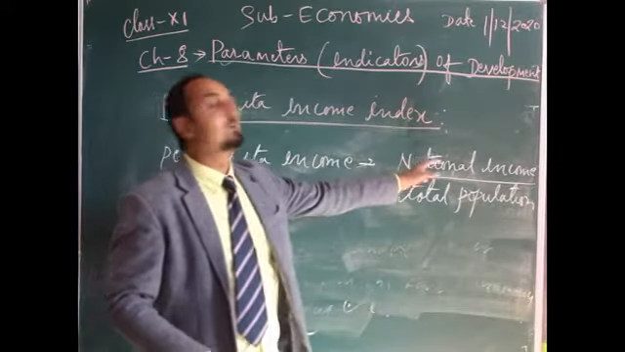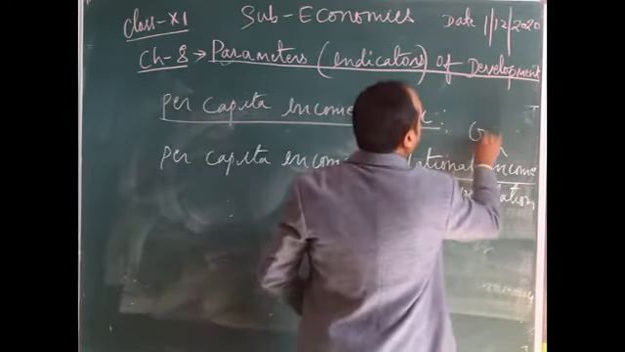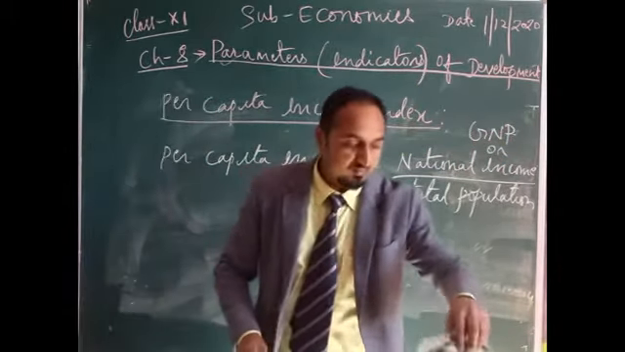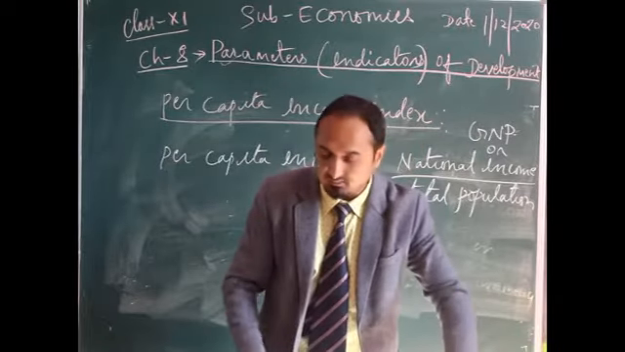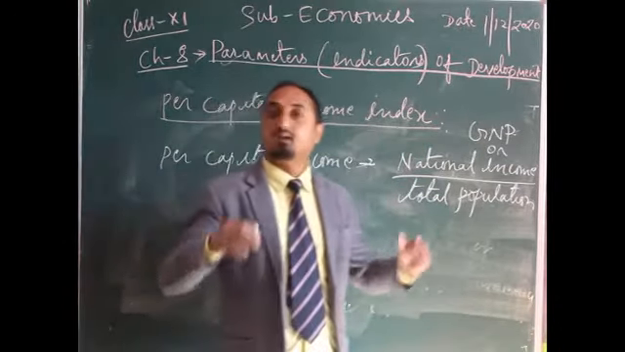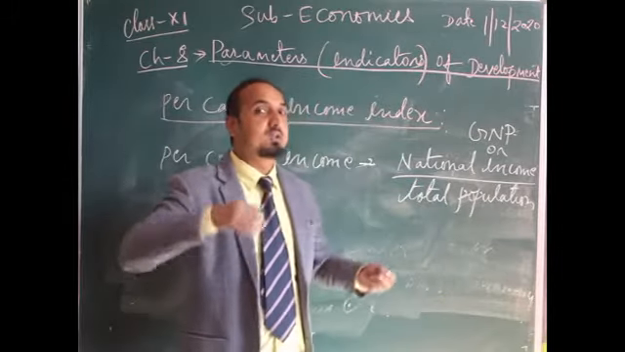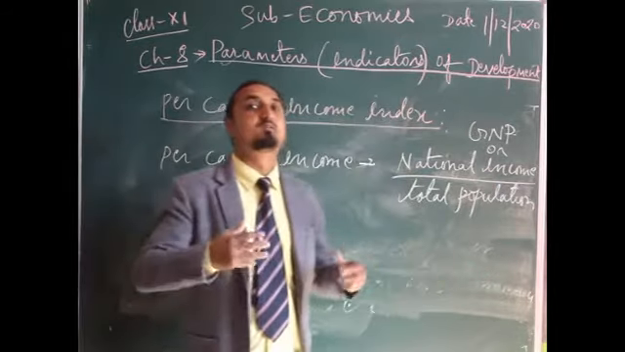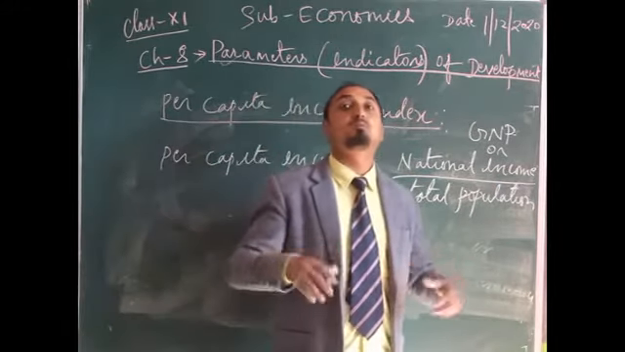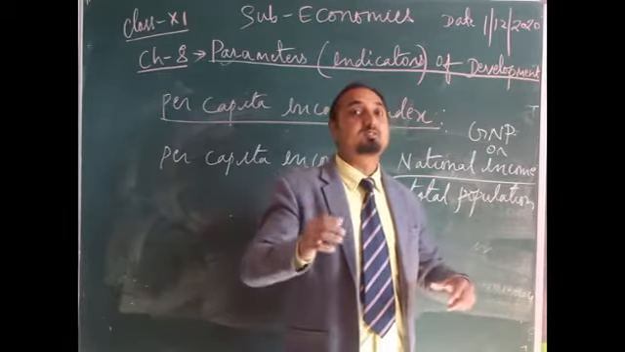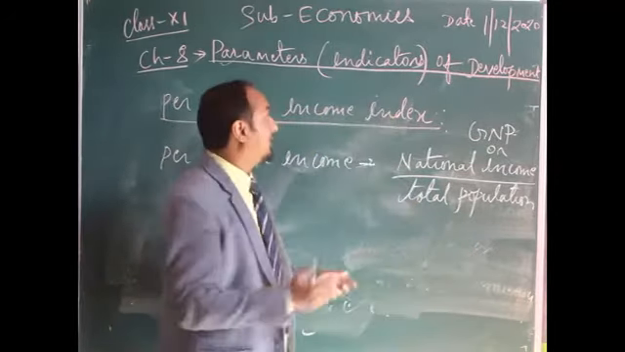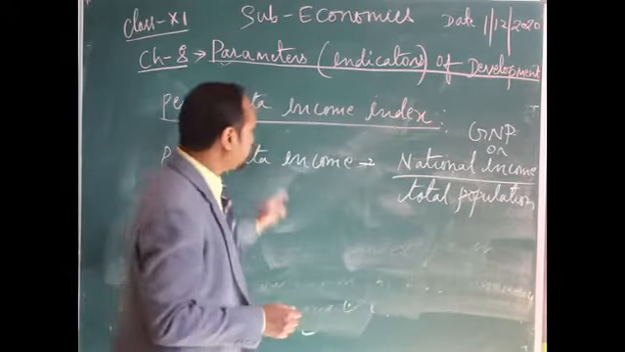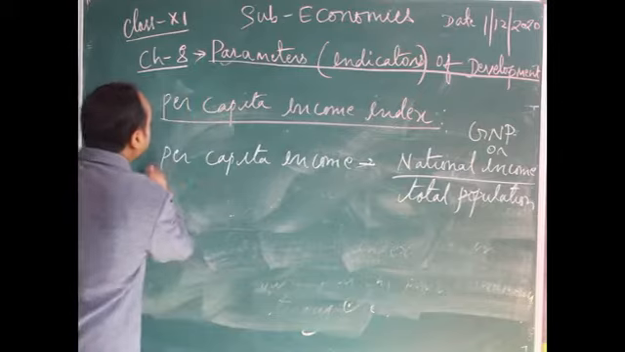This national income, or GNP, gross national product. When the national income of a country increases, it implies the economic activities in the country are increasing. And if economic activities increase, the individual's income will increase, and that will improve their standard of living. If the standard of living improves, we can say that the country is on the path of economic development. So this is a traditional method.